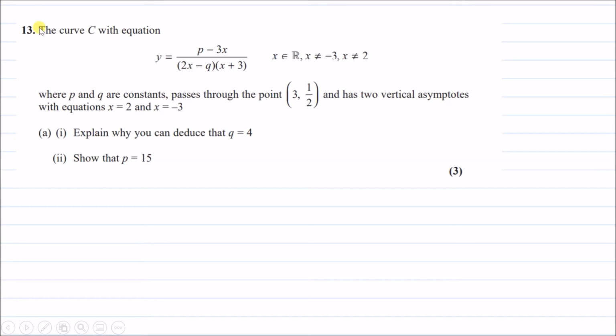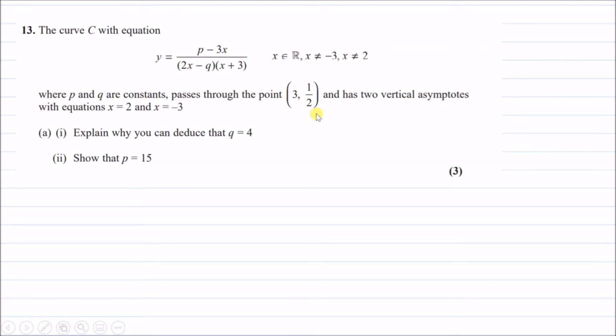And that's it. So the curve C of equation this, where p and q are constants, passes through this point and has two vertical asymptotes. Okay, so asymptotes means that it never ever touches one of the axes, yeah? So it will never reach a certain point. It will just go on forever. With equations x equals 2 and x equals minus 3. Now, explain why you can deduce that q equals 4.